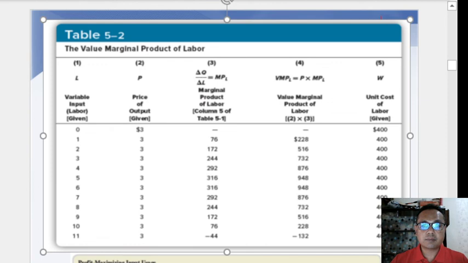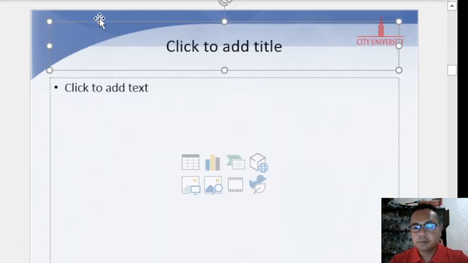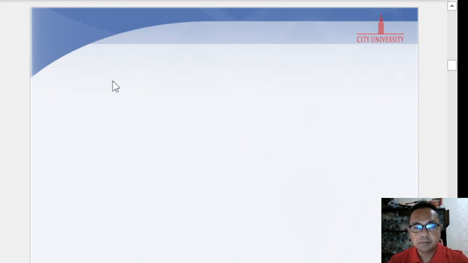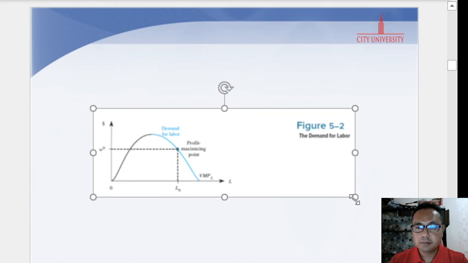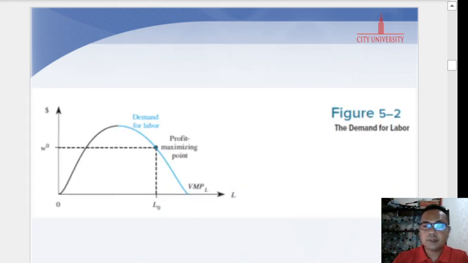You can see this from the figure. As you can see from figure 5.2, the demand for labor.